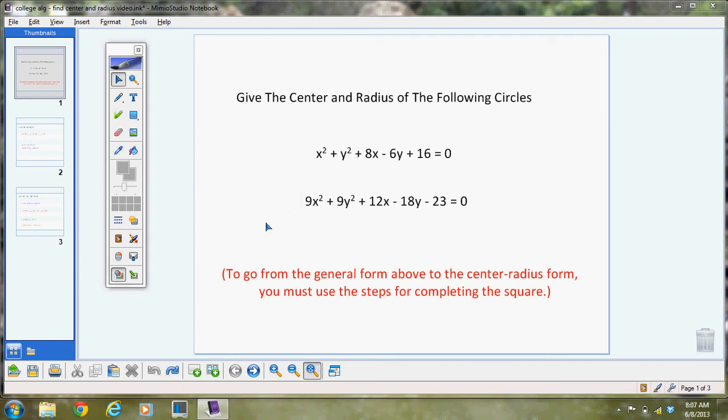Okay, so what we've got here is two equations that are in what we call general form. These are both equations of a circle, okay? We need to find the center and the radius. To do that, we're going to have to take these and change them into center radius form. So to do that, we're going to follow the steps for completing the square. Let's start with the first equation.